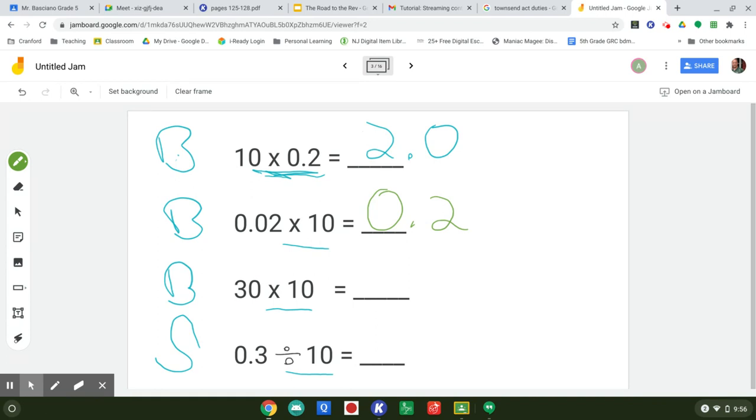Next one. 30 times 10. Bigger is going to be 300. And finally, 3/10 divided by 10, it's going to be smaller. So you know you're going to have to make that into 3/100. Let's try some more.